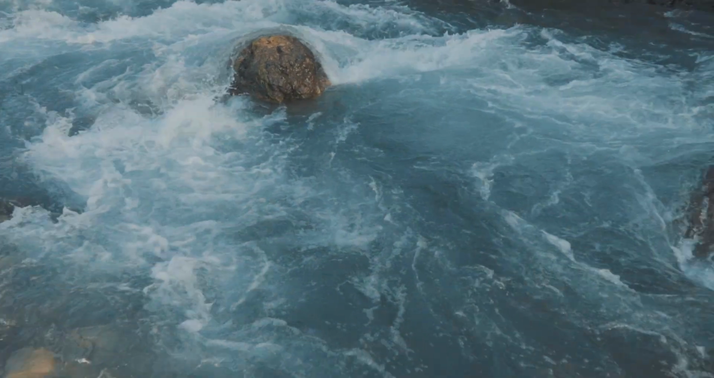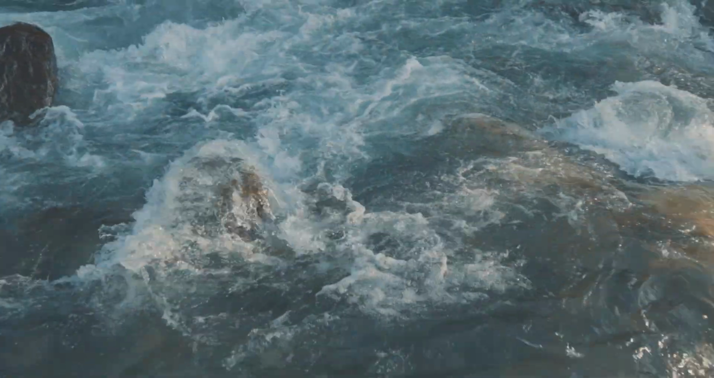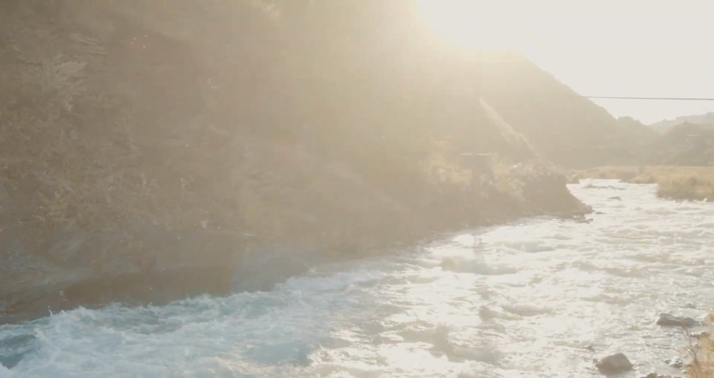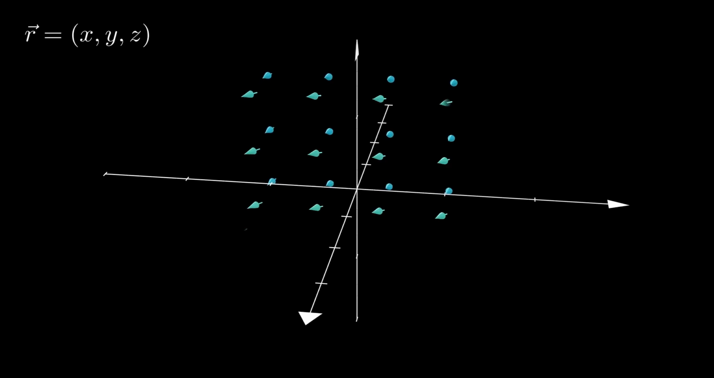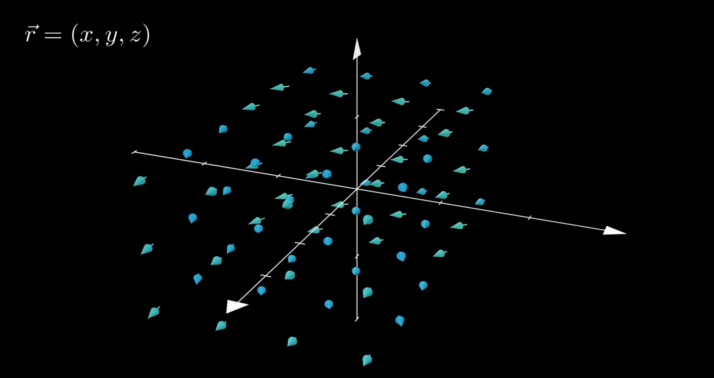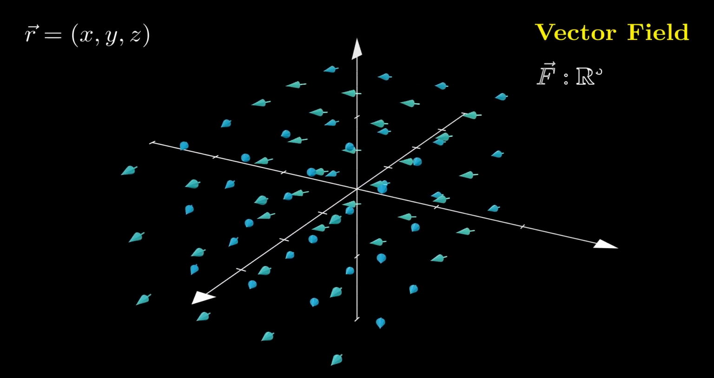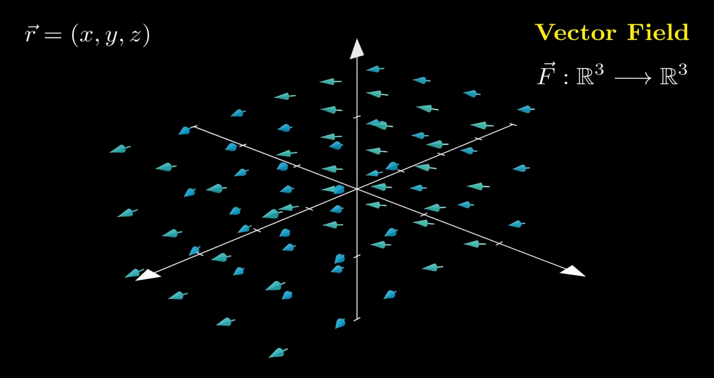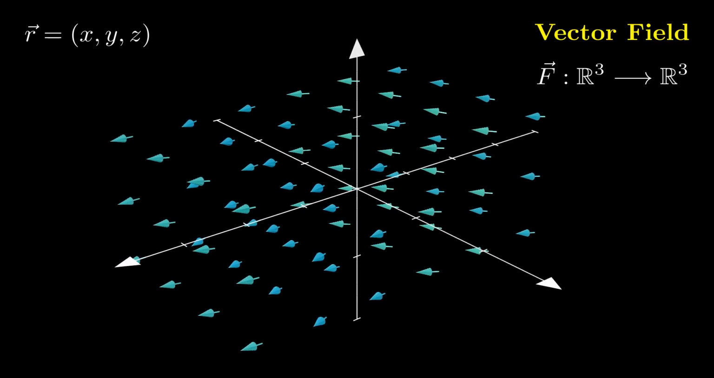But some fields carry more information than that. Imagine a flowing river. At every point, the water has not only a speed, but also a direction. Some regions flow faster, others curve around rocks and obstacles. Now, every point in space is associated with a vector. That is a vector field. And mathematically, we write it like this, which means that the input is still a position vector in 3-dimensional space. But now, instead of returning a single number, the field returns an entire vector.